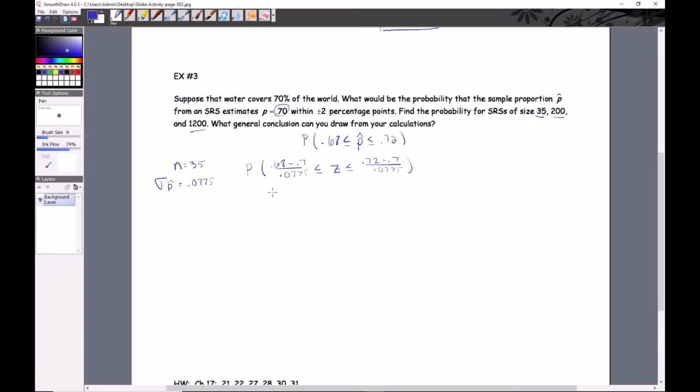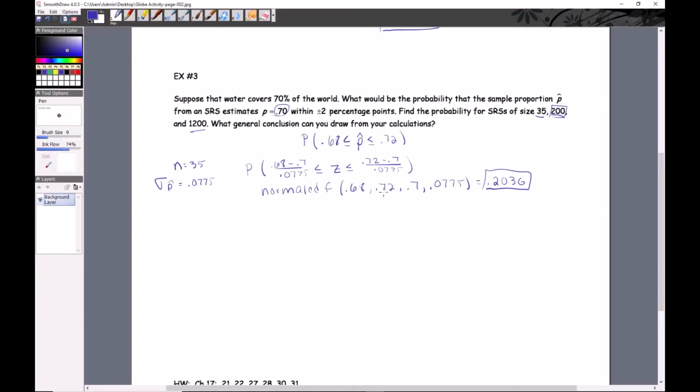And we'll just do the quick way of doing this. So normal CDF, the low end is 0.68, the high end is 0.72, the mean is 0.7, and the spread is 0.0775. And this will give you 0.2036. So about 20% of the time, with a sample of size 35, you would get sample outcomes between 0.68 and 0.72.